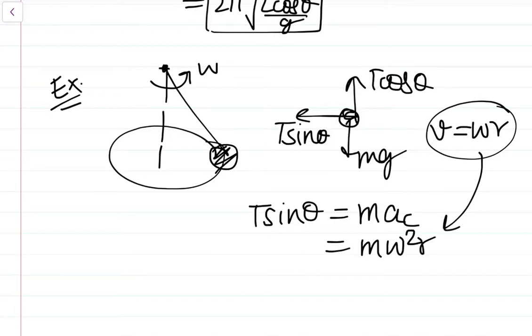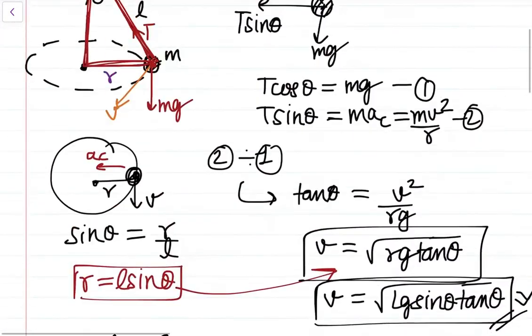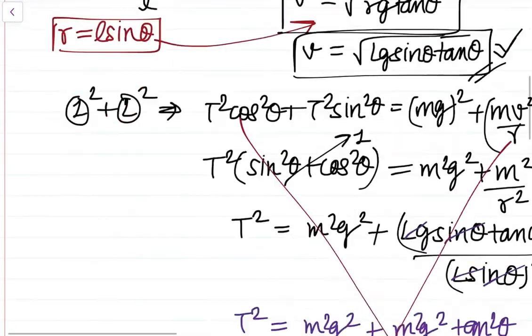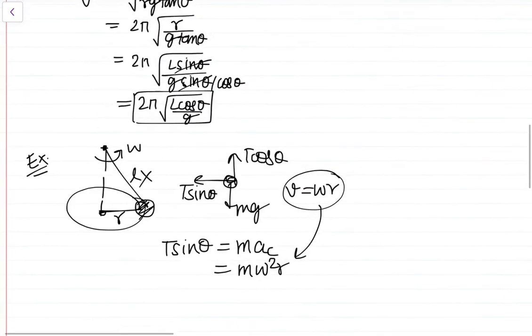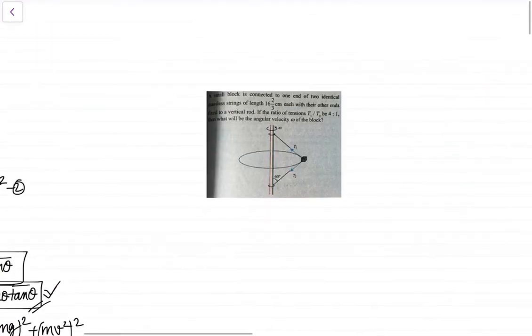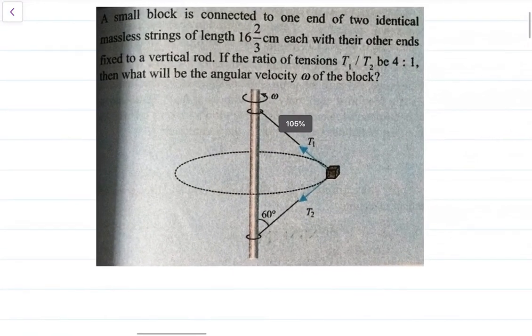And r, what will be the r? Don't take this length, no, r is this radius. Okay, so here we took the perpendicular radius. Same here, of course we'll take the perpendicular radius here also.